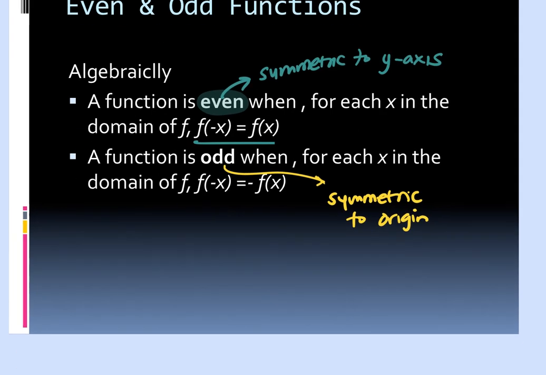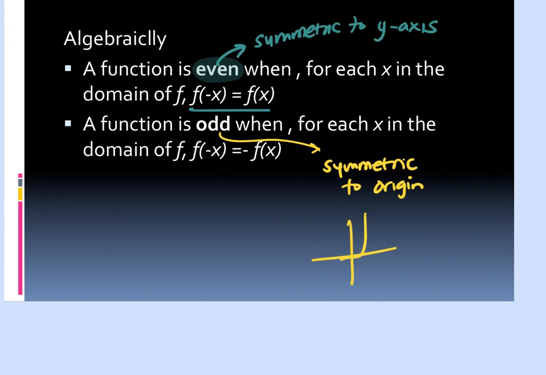And for that, whatever's happening in the top right of my graph flips to the bottom left, or vice versa, top left flips to bottom right. Those would be symmetric to the origin. That's visually. Even to the y, odd to the origin. Think odd and origin both start with O.